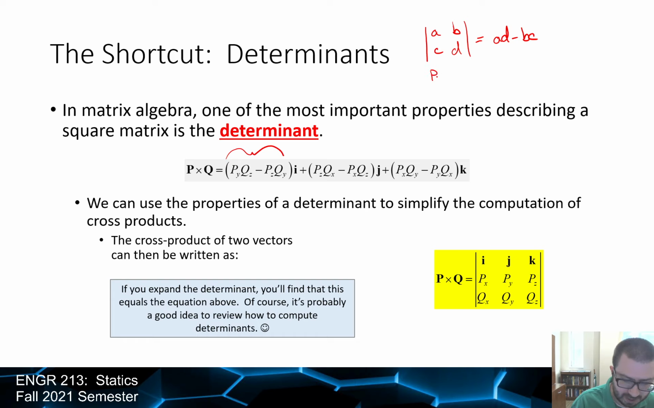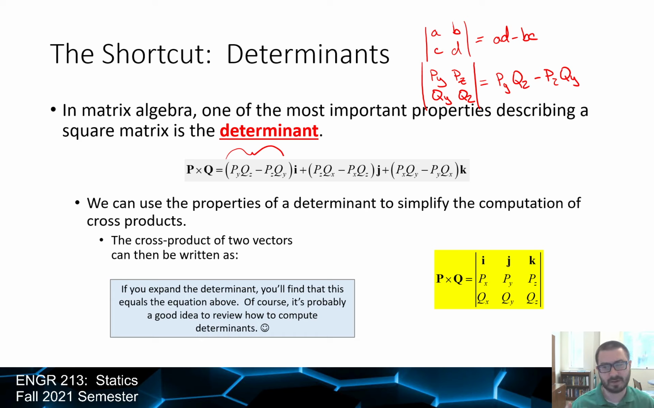Again, if you had PY, PZ, QY, QZ, and you just determine that, you would get P minus PZ, QY. That's the same thing you have here. So there are some parallels there. So we can use determinants to make our lives a little easier when memorizing this formula.